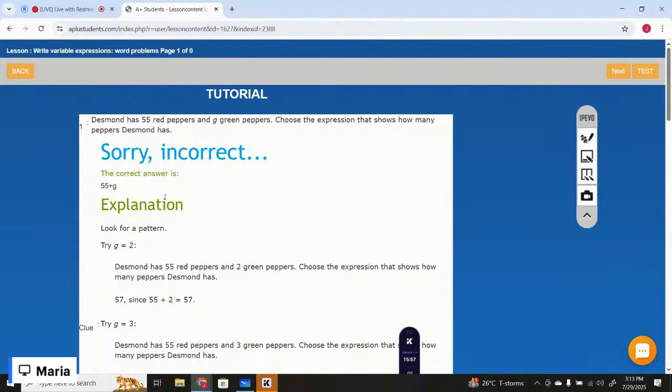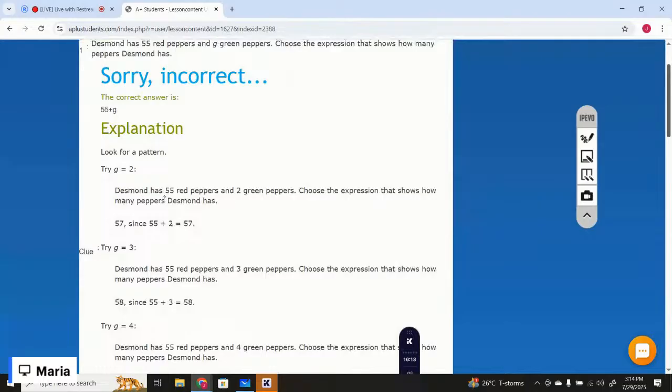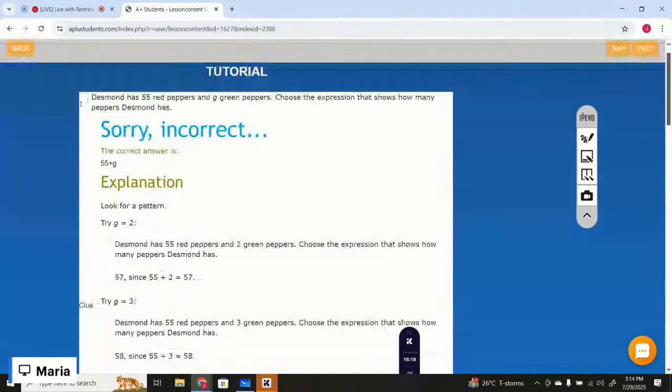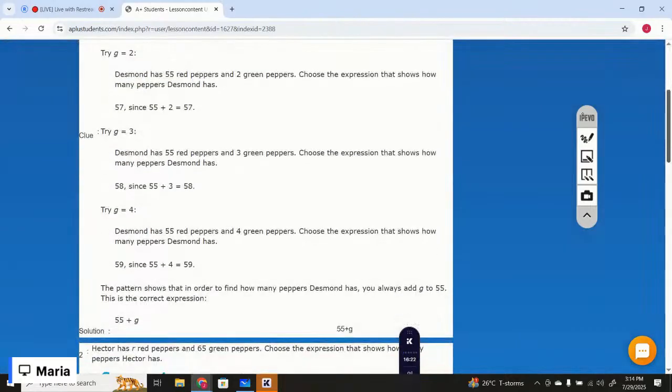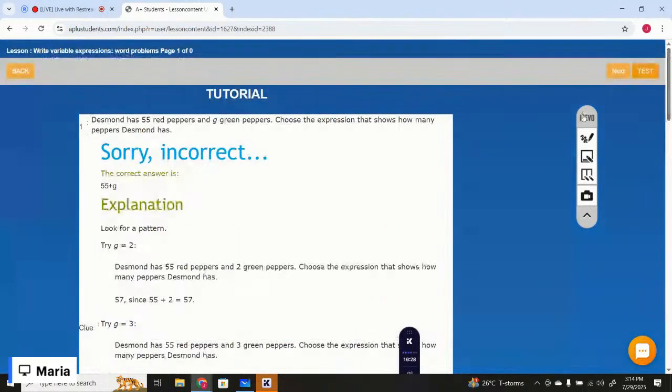Desmond has 55 red papers and G green papers. Choose the expression that shows how many papers Desmond has. So look for a pattern, try G equals 2: 55 red papers and 2 green papers, right? That is 55 plus G. Let's just start with the test questions.